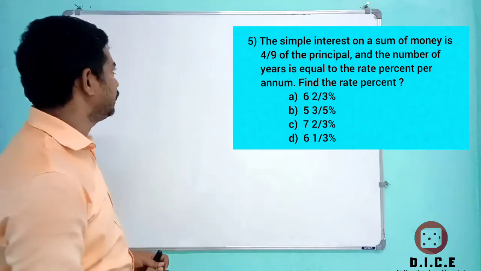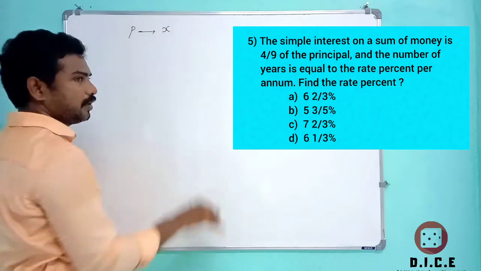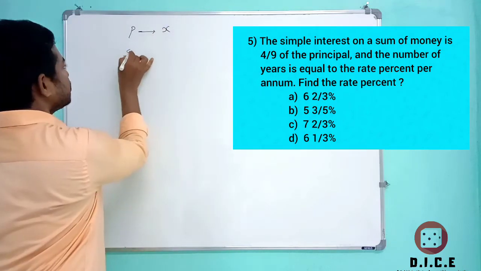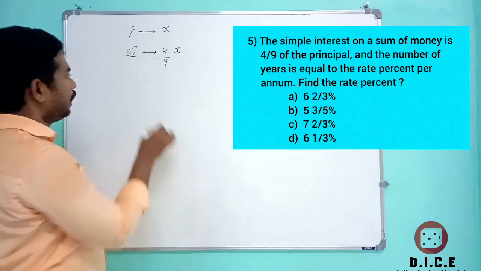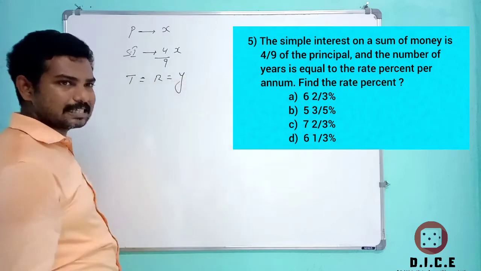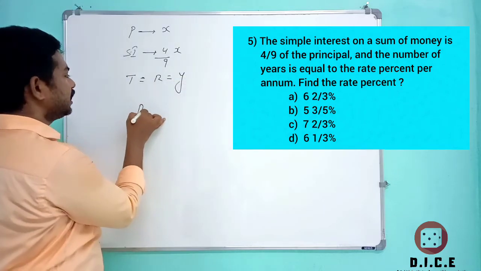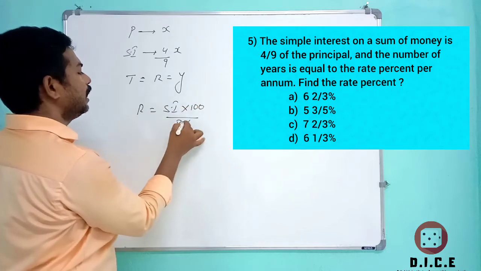Now if you see the detailed process, we don't know the principal value, so let us consider the principal value as x. Now he is saying that the simple interest is 4/9 of x. Therefore, the number of years is equal to the rate percentage. Let us consider another variable y. Now we have to find the rate percentage. Rate is equal to SI into 100 by PT. Now what is SI?